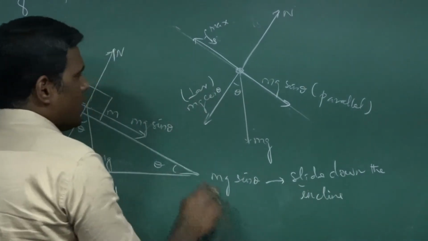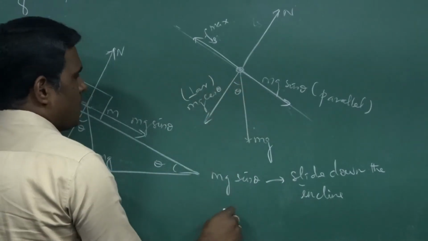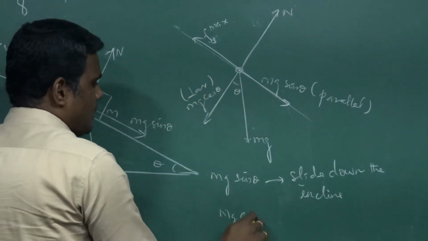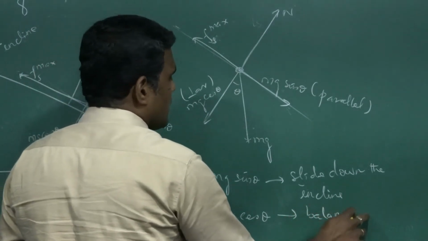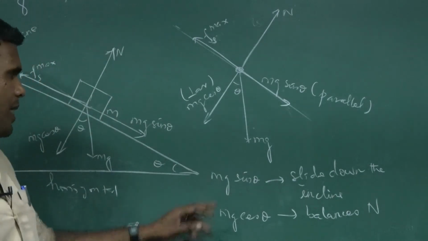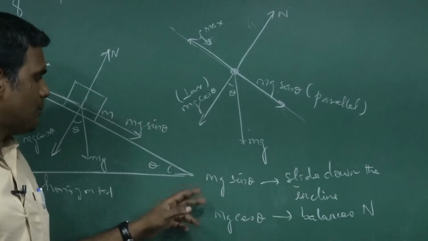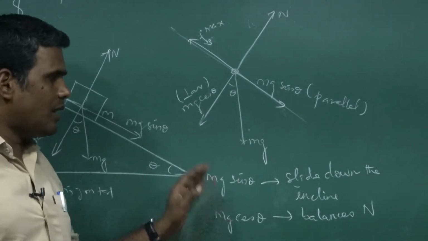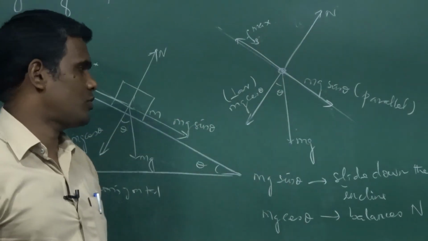The parallel component of this gravitational force makes the body slide down the incline. And the perpendicular component of this inclined surface, mg cos theta, balances the normal force or reactive force. So the parallel component mg sin theta slides down the incline. The perpendicular component mg cos theta balances the normal force.